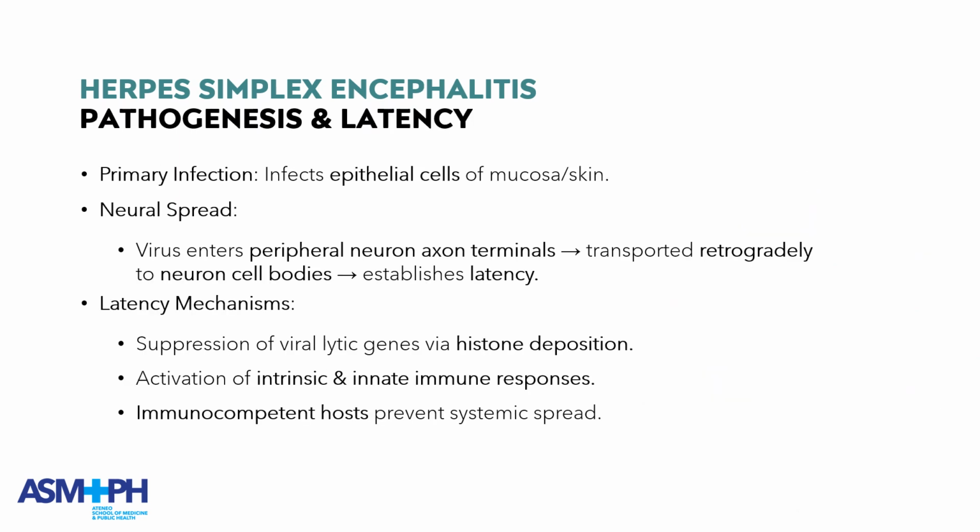The primary infection is in the epithelial cells of the mucosa or the skin. It spreads neurally via the peripheral neuron axon terminals, and it is transported retrogradely to neuron cell bodies, which establishes latency. Latency mechanisms include suppression of the viral lytic genes via histone deposition and activation of intrinsic and innate immune responses, and immunocompetent hosts prevent systemic spread.